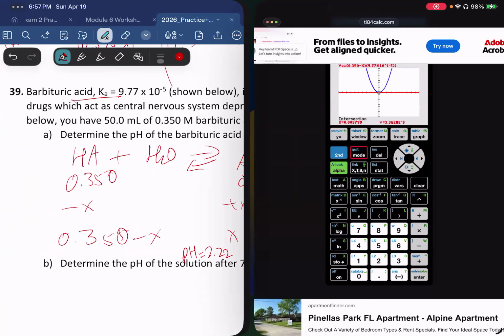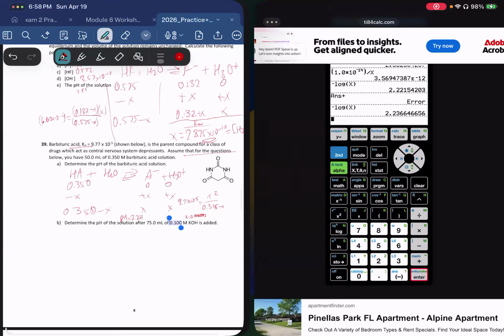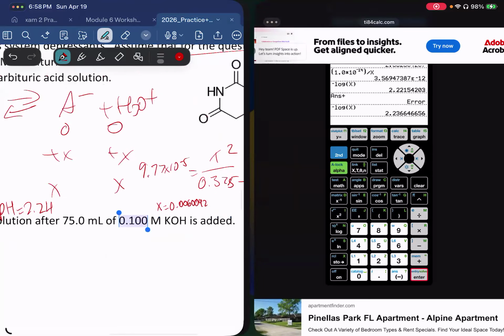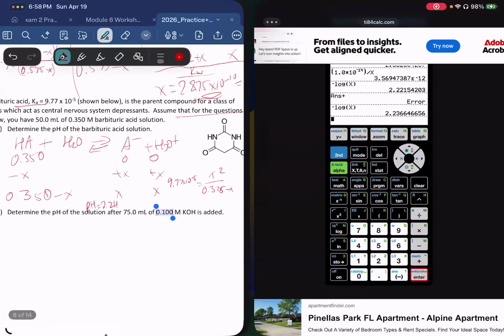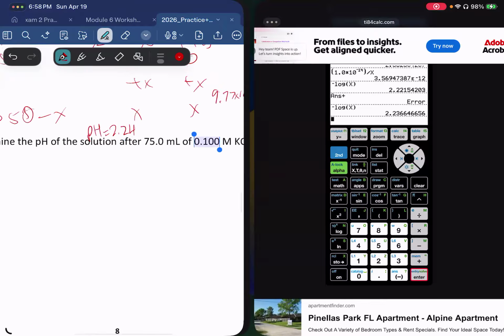Okay, so we can calculate the negative log of x. Sorry about that. I made some silly mistakes, but it should be fine now. 2.24. All right, sounds good. So this isn't the X value, but that's the pH. Now let's do this with adding potassium hydroxide.